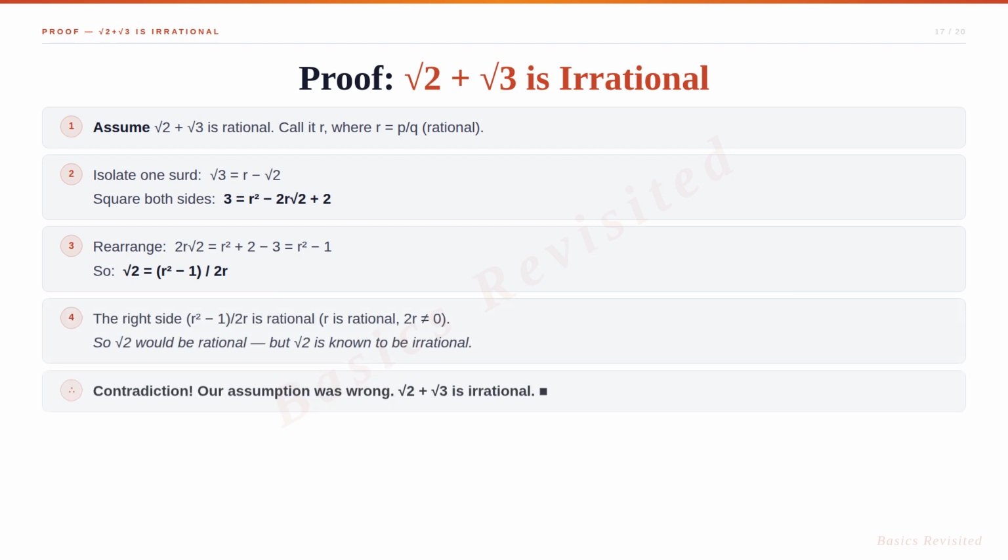But root 2 is known to be irrational. Contradiction. Therefore our assumption was wrong. Root 2 plus root 3 is irrational. Proof complete.